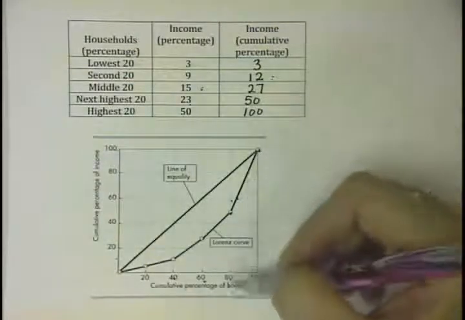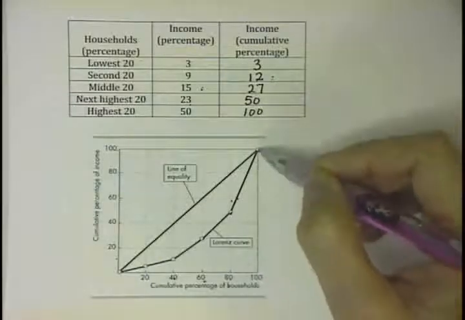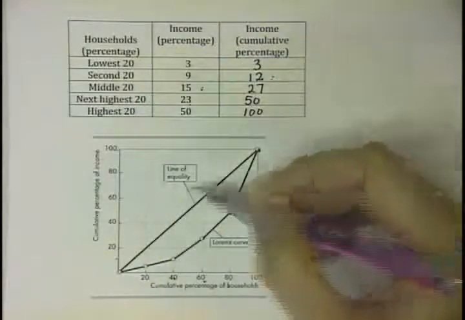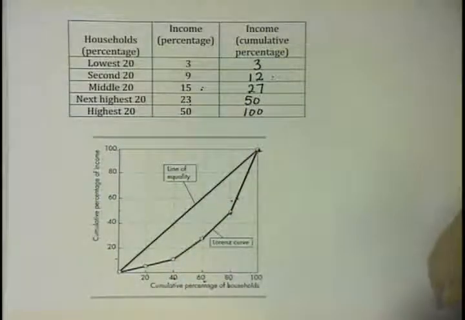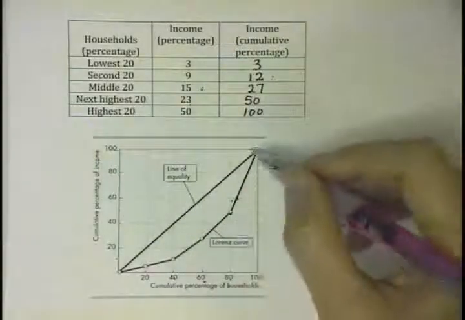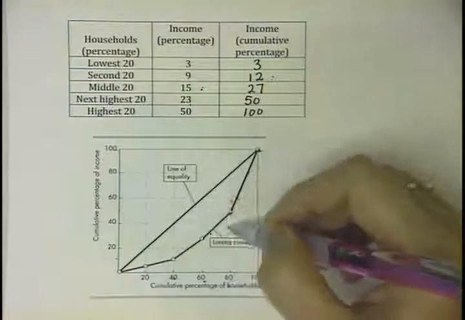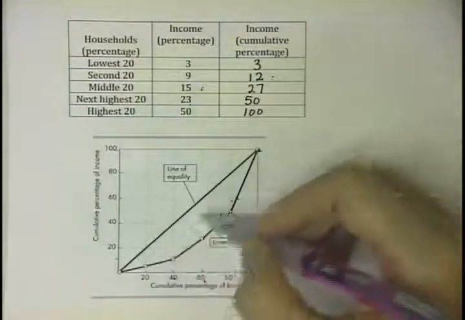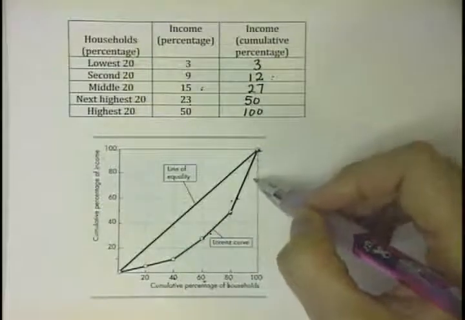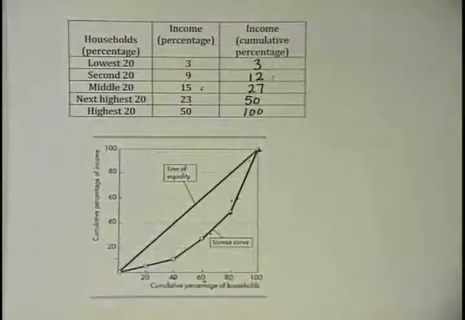If you asked what the upper 20% earns, you would take 100 minus whatever this number is. In this case it's 50, so 100 minus 50, they earn 50%. Hopefully that made sense. That's how we use the Lorenz curve. The further the Lorenz curve is from the line of equality, the less equal our income distribution is. The closer the Lorenz curve is to the line of equality, the more equal it would be. That means everybody would have a more equal share of our income.